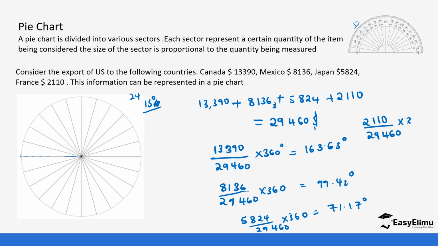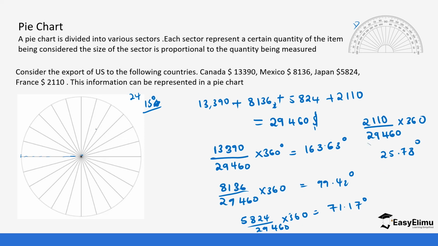And finally, for France, it is 2,110 divided by the total, which is 29,460, times 360. If you do the division, 2,110 divided by 29,460 will give you 0.07162. If you multiply this by 360, it's going to give you approximately 25.78 degrees. If you add all these degrees, they should add up to 360.